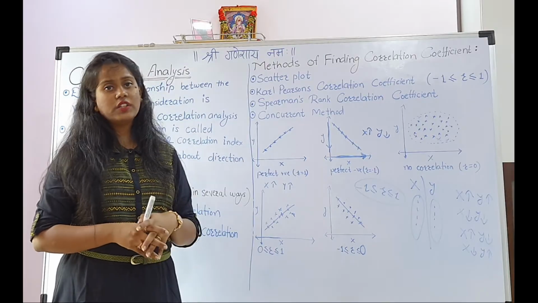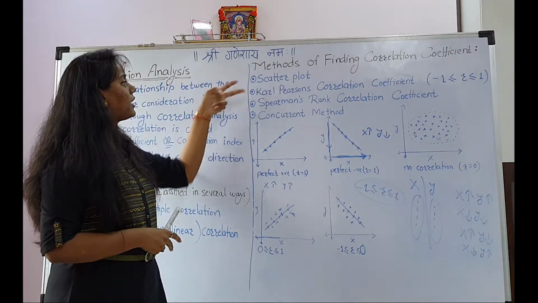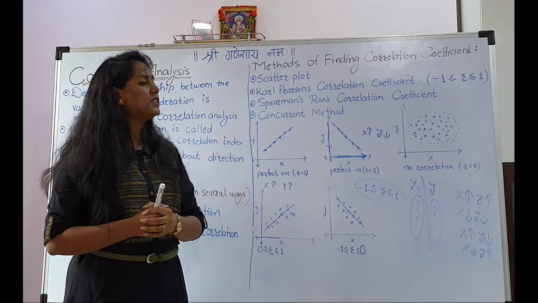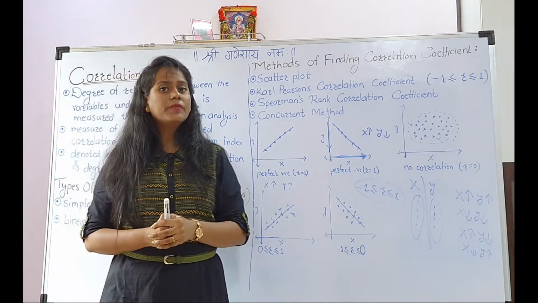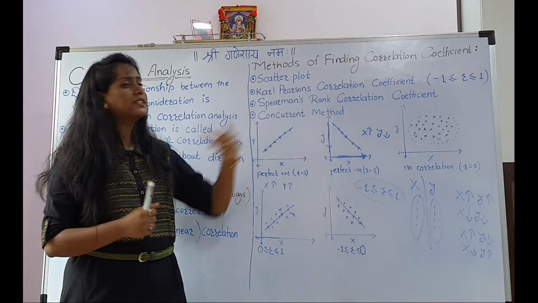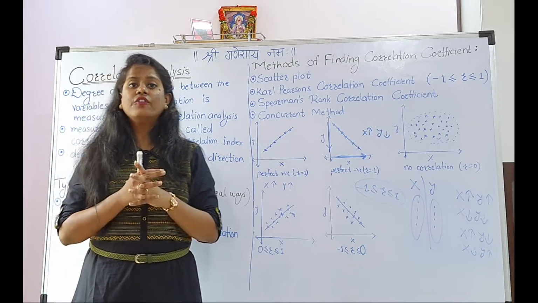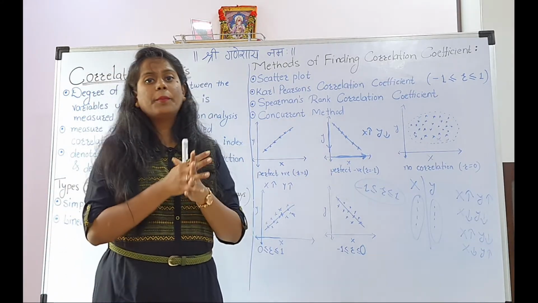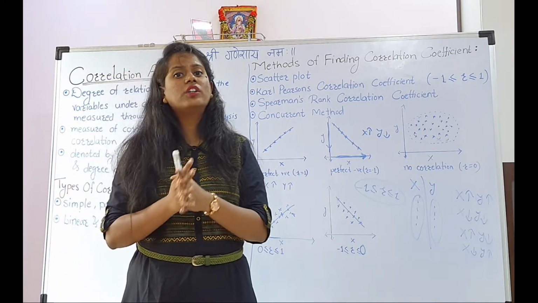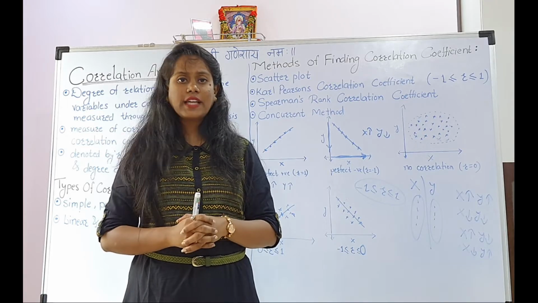In this video lecture, we will discuss the first two: the scatter plot and Karl Pearson's correlation coefficient. A scatter plot is a graphical representation. Whenever we plot the pairs x and y on a graph, we get a scatter plot.